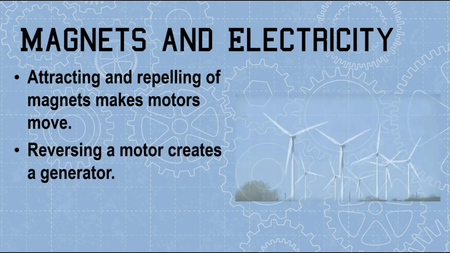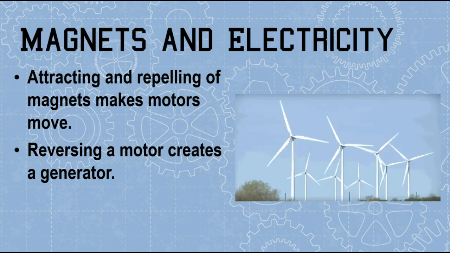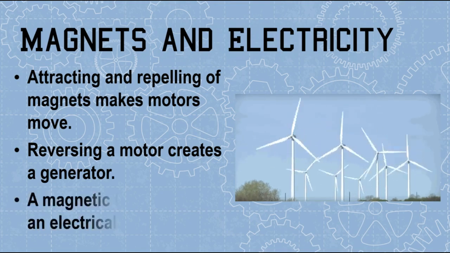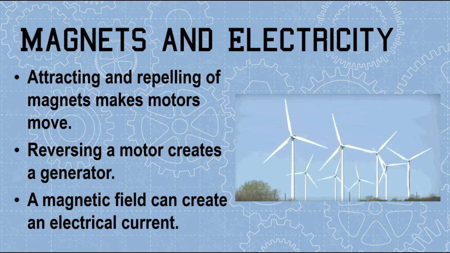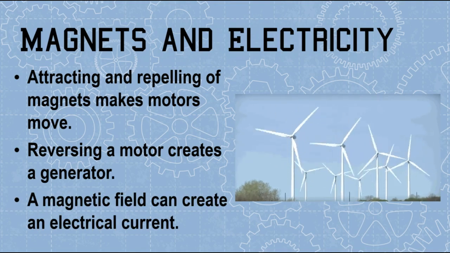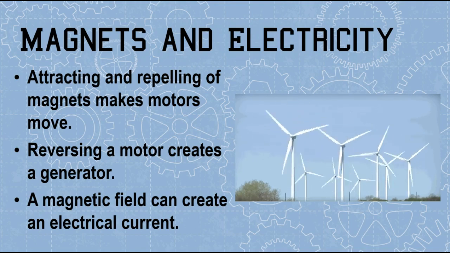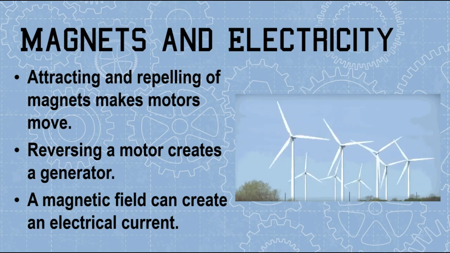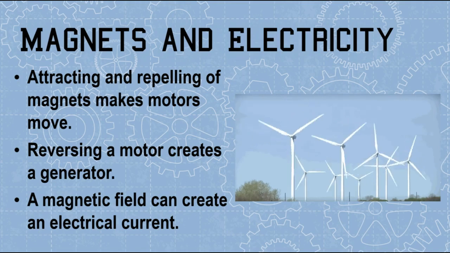Because of this relationship, if we have something such as wind or steam to spin the magnets, we can get electricity. This is because an electrical current can induce a magnetic field, and a magnetic field can create an electrical current. Moving the magnets moves electrons. This is because if you control the motion of electrons, you can create an electrical current.